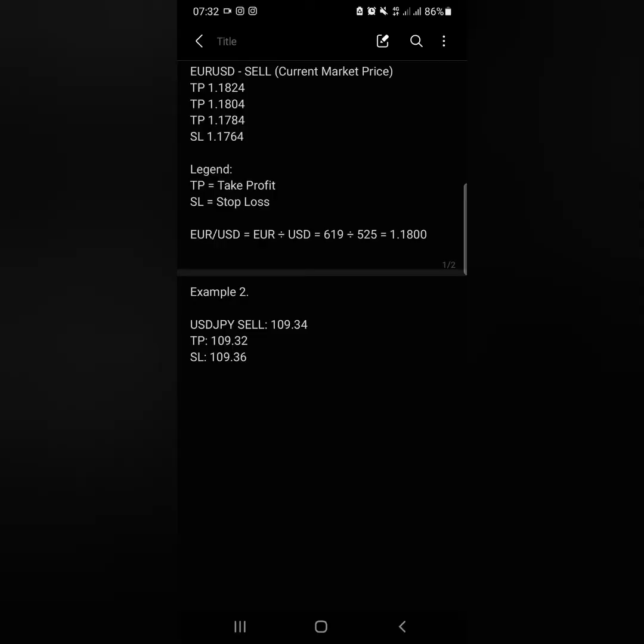So in this second example, we're going to be taking an order on USD JPY. USD JPY is the US dollar against the Japanese yen. You're going to be learning most of these abbreviations as time goes on. So you're given a signal to sell USD JPY, and they say you sell at 109.34. They want to sell at that price. They don't want to sell at market execution, at the current market price. So how do you take this order?